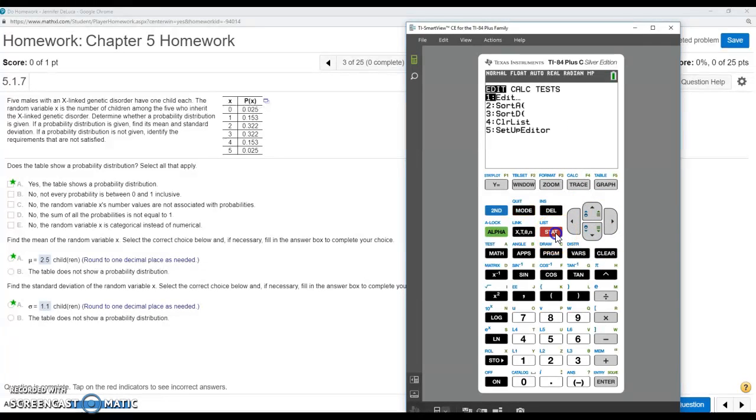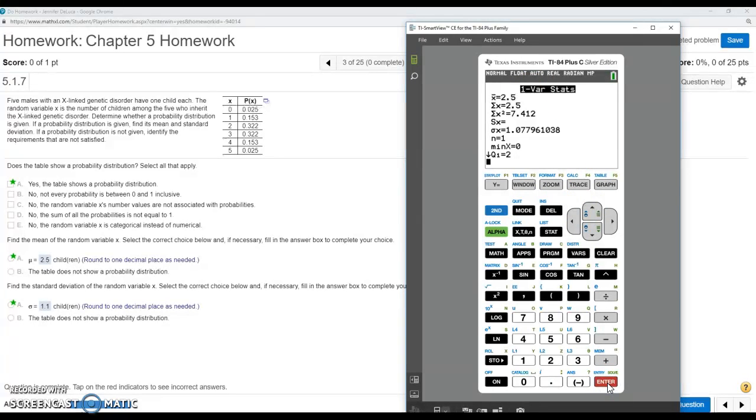Now hit stat again and scroll to the right for calc. We want our one variable stats, so I'm going to hit enter. The default is typically the list is L1 and the frequency list is L2, which is exactly what we want. If they're not there, notice L1 and L2 are in blue on this calculator. It may be yellow on yours above the numbers 1 and 2. So if L1 was missing, you could hit second 1 to get L1 to show up. Then scroll down and hit calculate.